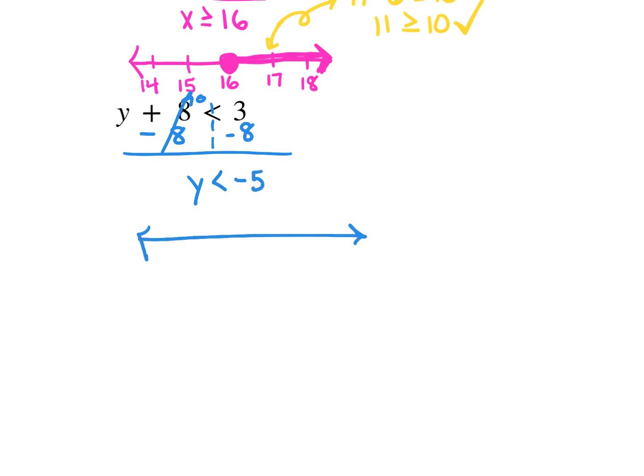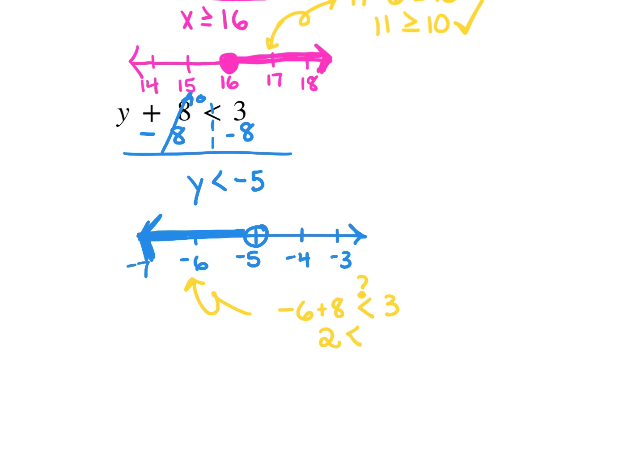So now I go to graph negative 5. Just be careful when you're creating a number line with negatives. Since this is less than, this is going to be an open circle. I can't shade that in, and I'm going to shade on the less than side of this number line. And last but not least, I'm going to check. I can check using any number. Let's take negative 6 plus 8. The question is, is this less than 3? I get 2 on the left. That means my statement is correct. 2 is less than 3, so I know I have this checked.